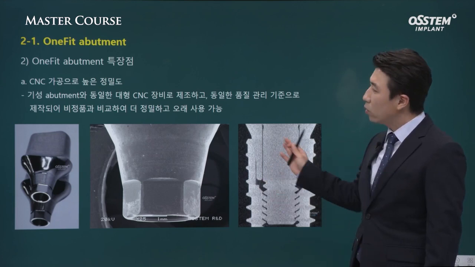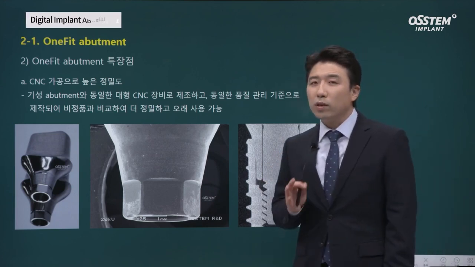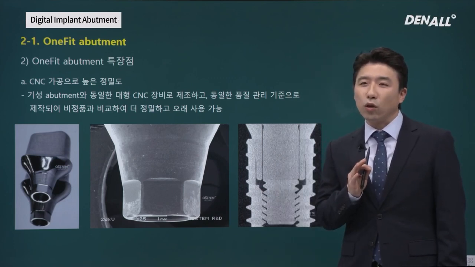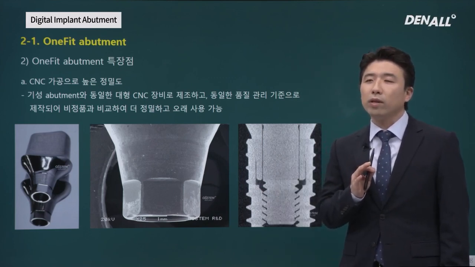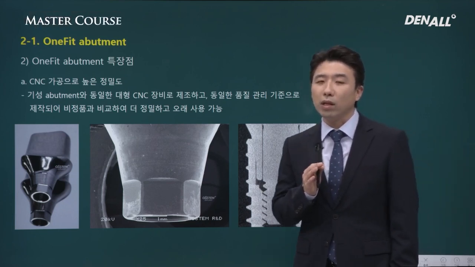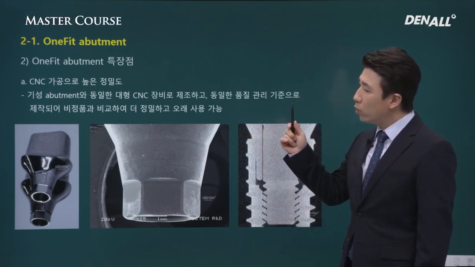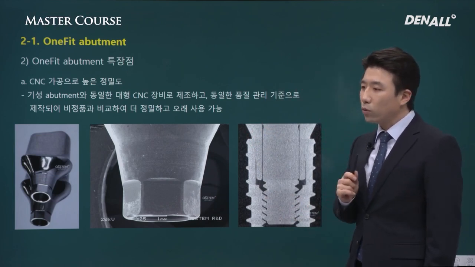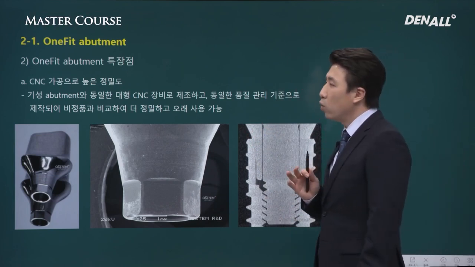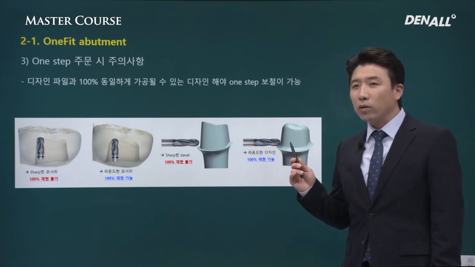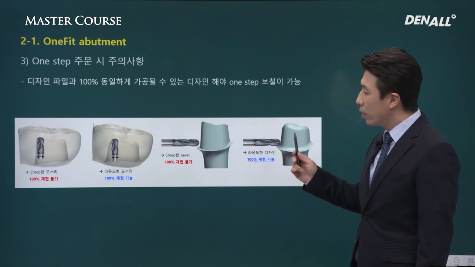The biggest problem with custom abutment is that when you do not use products from the original manufacturer, there can be issues long term. If you use the products from the original manufacturer and do CNC milling, you can get precise results long term. We need to understand the characteristics of the processing involved.